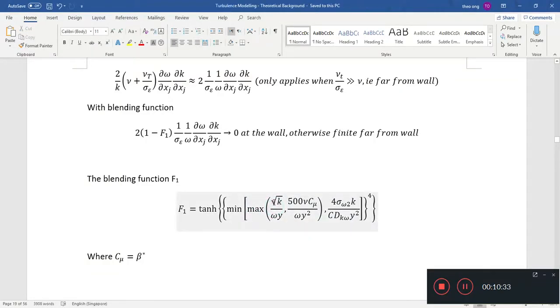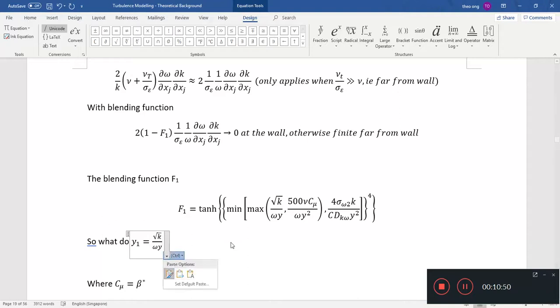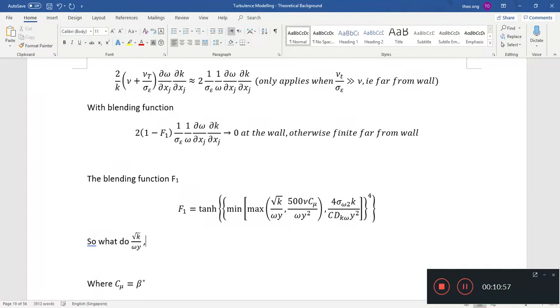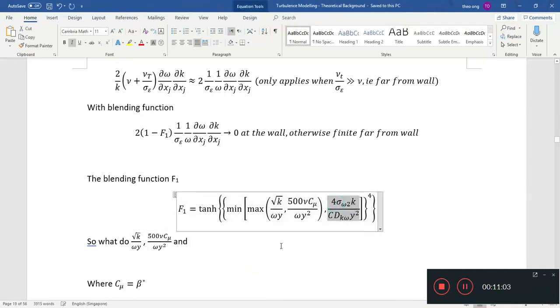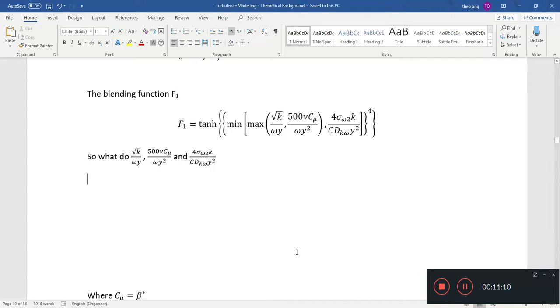So we want to see what y1, y2, and y3 are. We can plot this on a graph. Let's say y1, I won't use y, I'll just use the function string. What does this, k, square root k, omega y, and this thing look like? There are two regions you want to discuss at least, but most importantly, we want to discuss near the wall. Why?